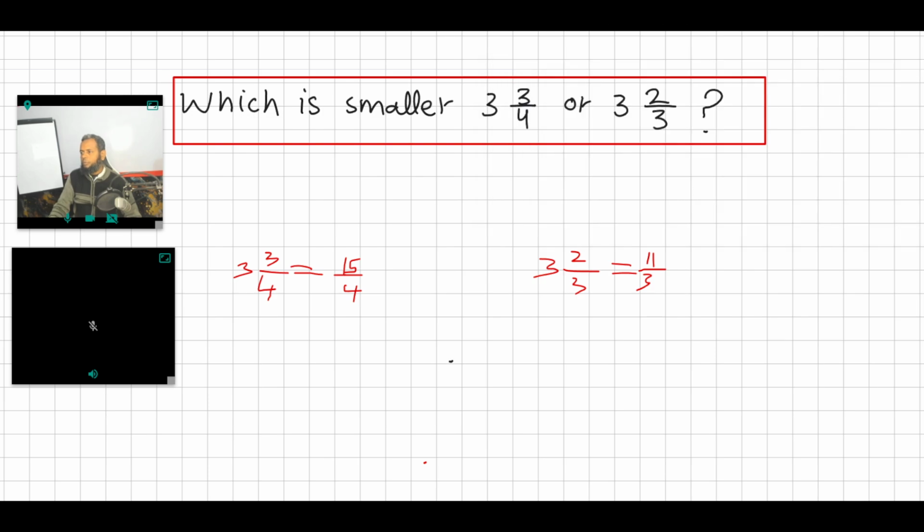Okay, good. No, Muhammad, 3 and 3 over 4 is equal to 15 over 4, okay? Are you understanding? So 3 and 2 over 3 is 11 over 3.